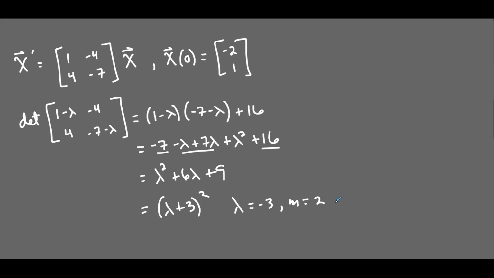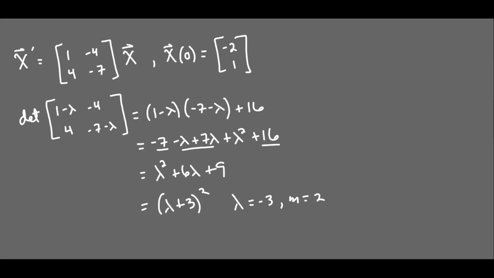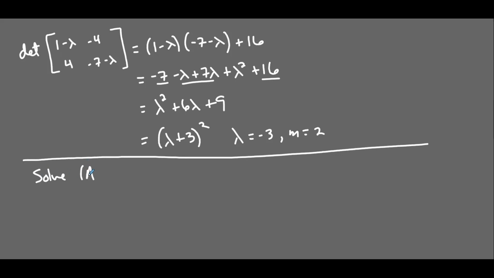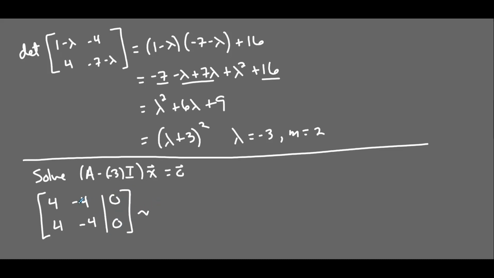All right. So we still need to find the eigenvectors for lambda equals negative 3. So we need to solve this equation. A minus negative 3I times x equals 0. So it'd be A plus 3I. So I need to add 3 to the main diagonal. And then augment with 0 and row reduce. So I get 4, 4, and then negative 4, 4.